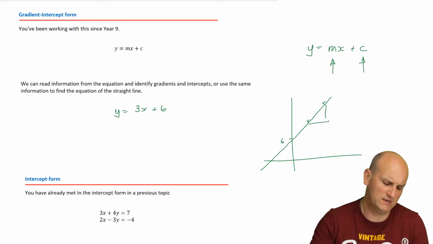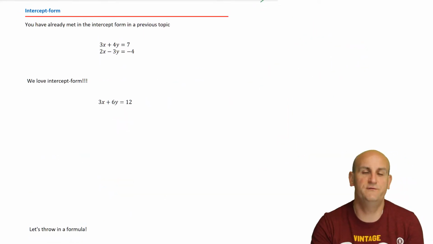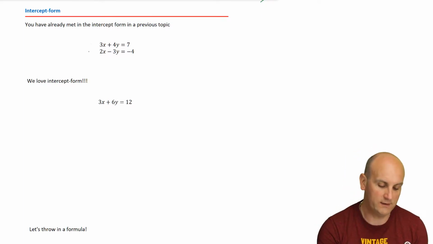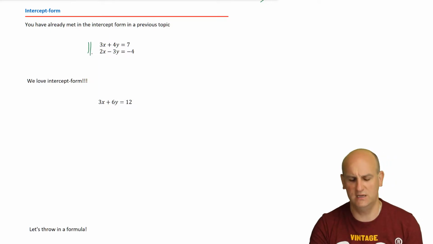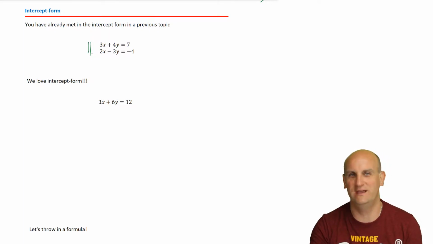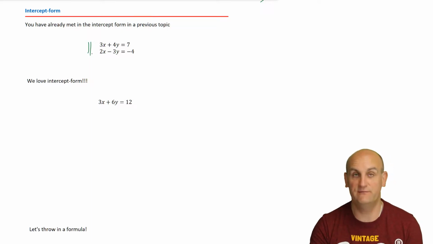Gradient intercept, fabulous. Then we move on to intercept form. Now, again, this is just a review pretty much of what we're going to lead into, but we've met intercept form in so many different ways. But one of the ones that we absolutely love is simultaneous equations. Yes, those elimination, substitution, CAS, matrix, graphical things are actually written in intercept form.